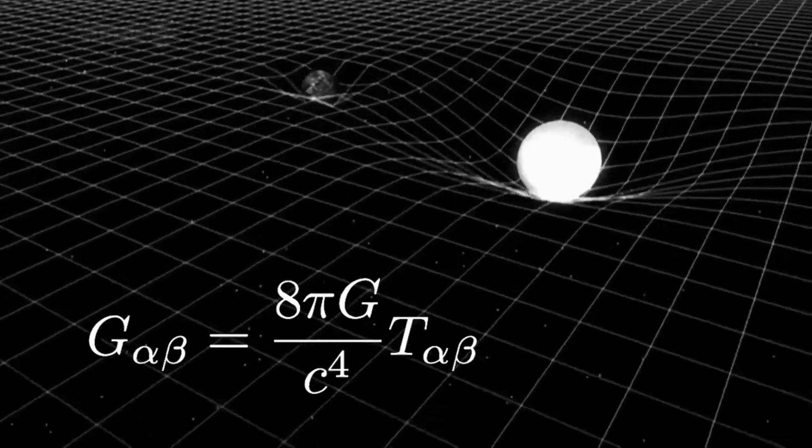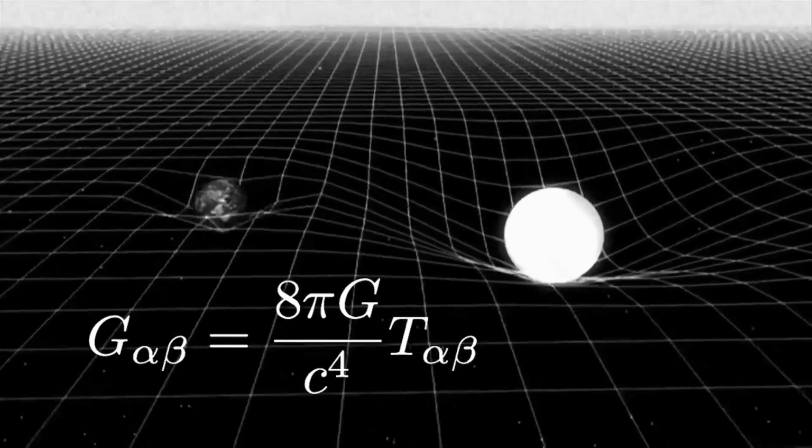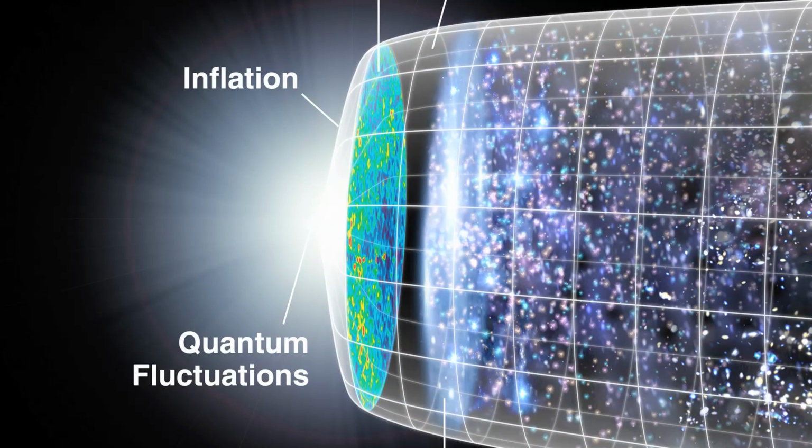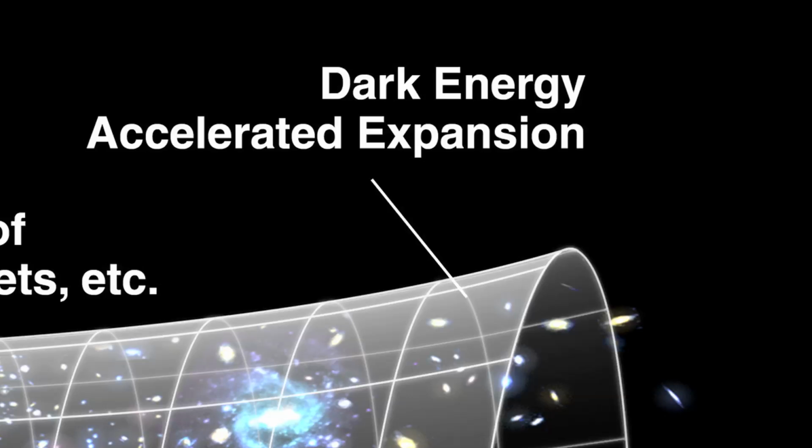How does all this apply to general relativity, the Big Bang, the inflation period at the beginning of the universe, dark matter, and dark energy?